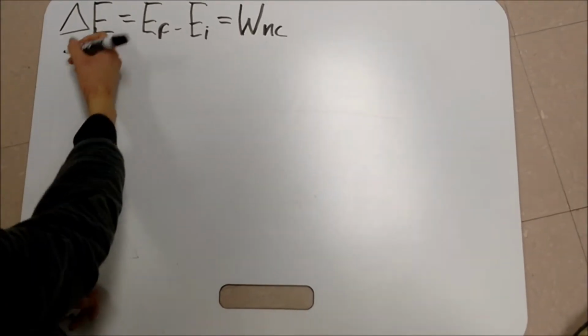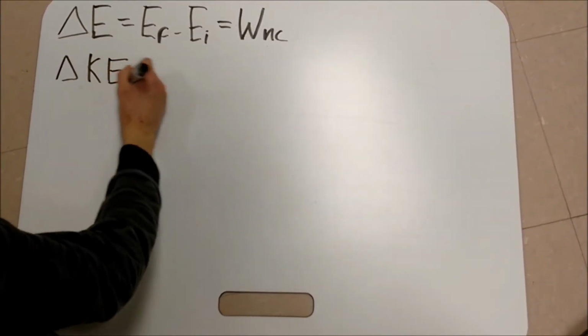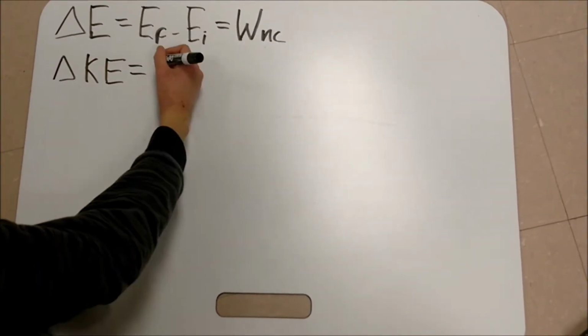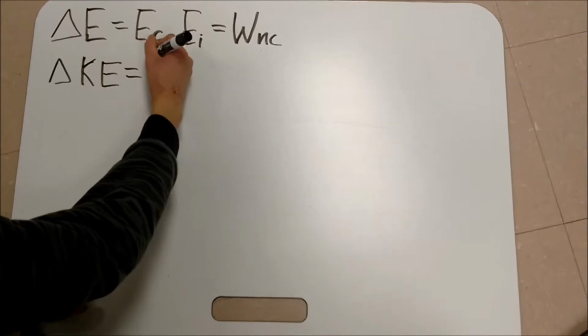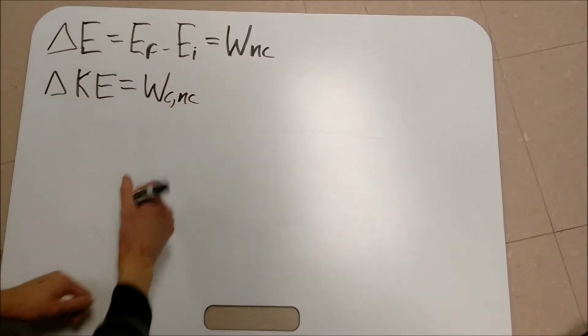Another relationship you can use is that the change in kinetic energy of an object is equal to the sum of the work done on it by both conservative and non-conservative forces. In this equation, conservative forces are accounted for in the work term instead of the energy term.